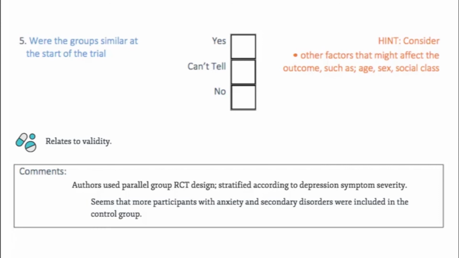It does seem, however, that more participants with anxiety and secondary disorders were included in the control group. The authors have not addressed this. However, it was specified in their inclusion criteria that participants would be included whether or not they have anxiety disorders, as well as a diagnosis of major depressive disorder. It is not clear how this may or may not have influenced the trial's outcomes.